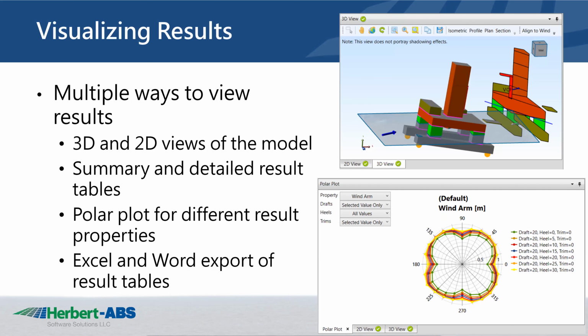In terms of visualizing results, we offer multiple ways to do so. The first one being both the 3D and 2D views of the model, which you can see on the top right. And here we have our wind direction shown with the blue arrow and our color shading on the 3D model representing the different shape factors. And then behind it, we have our 2D view, which shows what our actual projected area silhouette looks like. And this 2D view is also available separately, flattened out, instead of just being overlaid on the 3D view.